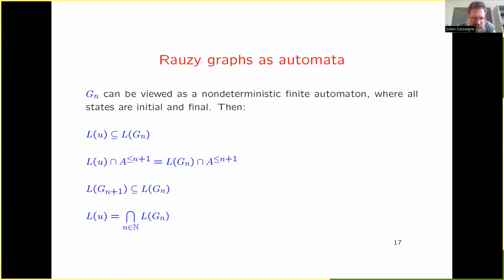And the Rauzy graphs, you can view them, if you like, as automata that approximate the language of u. To view them as automata, there is no initial and final state, so you can start anywhere, stop anywhere, and you just read what you see on the edges. And so you get a language that is larger, but that describes exactly the factors of the infinite word up to length n+1. And if you make the intersection of all of them, you get your language.